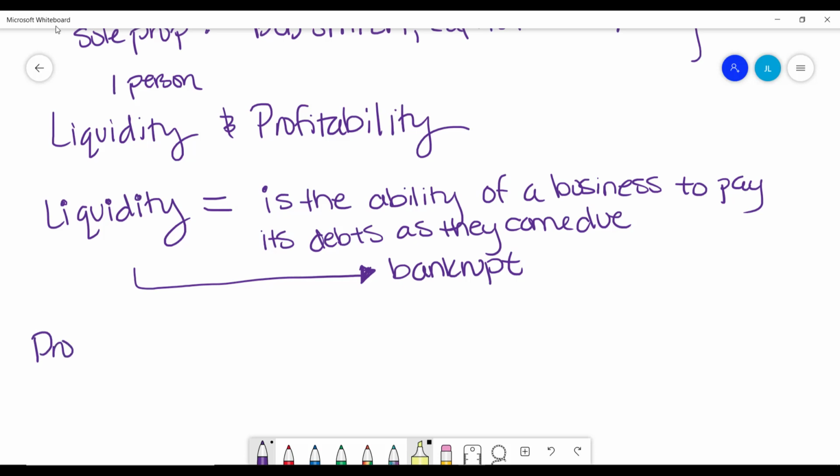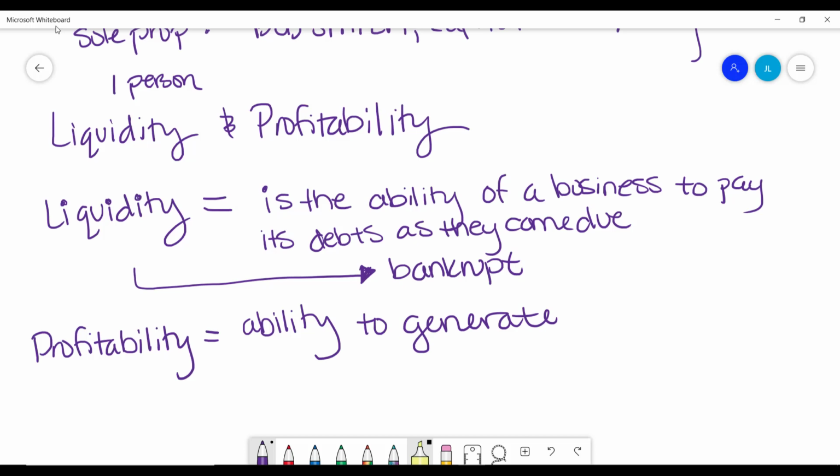How is profitability different? Liquidity, again, refers to the ability of a business to pay its debts as they come due, while profitability refers to a company's ability to generate net income. Okay? So this refers to a company's ability to generate net income.